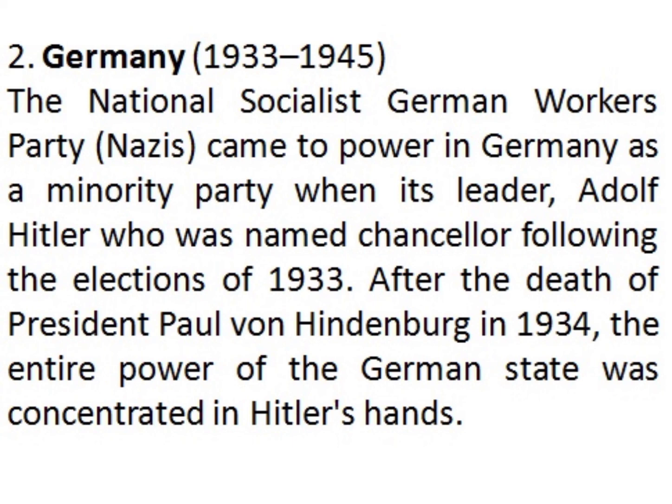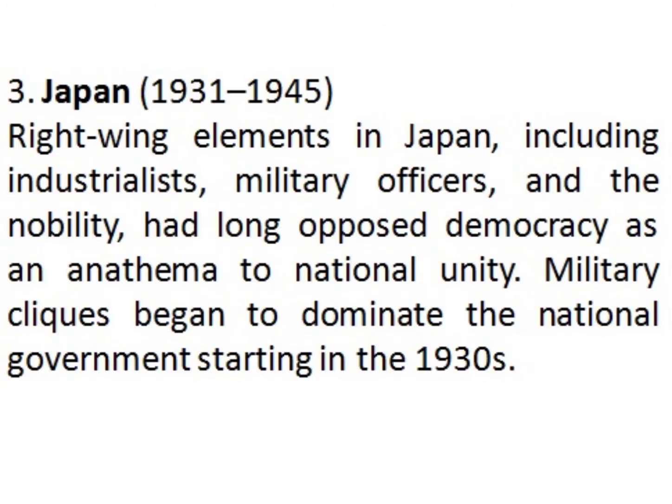The National Socialist German Workers' Party or the Nazis came to power in Germany as a minority party when its leader Adolf Hitler was named Chancellor following the elections in 1933. After the death of President Paul von Hindenburg in 1934, the entire power of the German state was concentrated in Hitler's hands. The last one is Japan, 1931 to 1945.